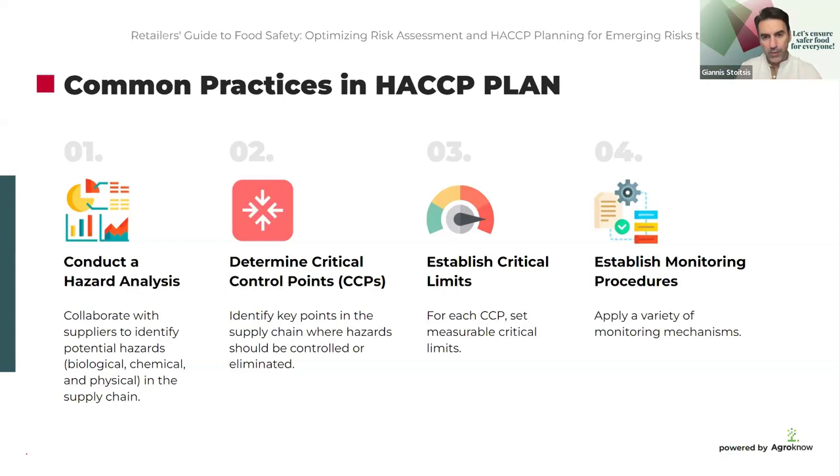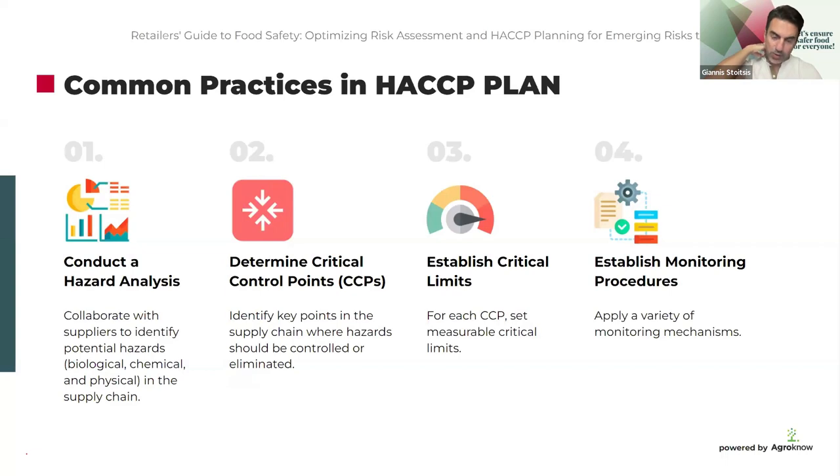The second very important step in HACCP that retailers are implementing is to identify the key points in the supply chain where hazards should be controlled, the so-called critical control points. So this is very important as well. The third step is, for each critical control point, to set measurable critical limits. Very important is also to apply a variety of monitoring programs and procedures to make sure that all these critical control points are controlled and limits are not exceeded.